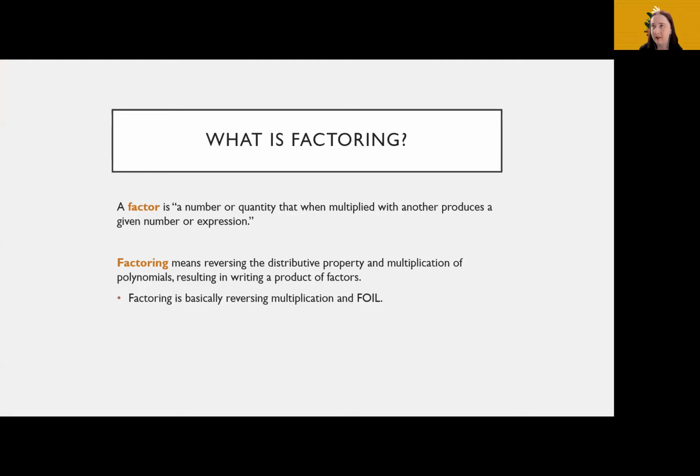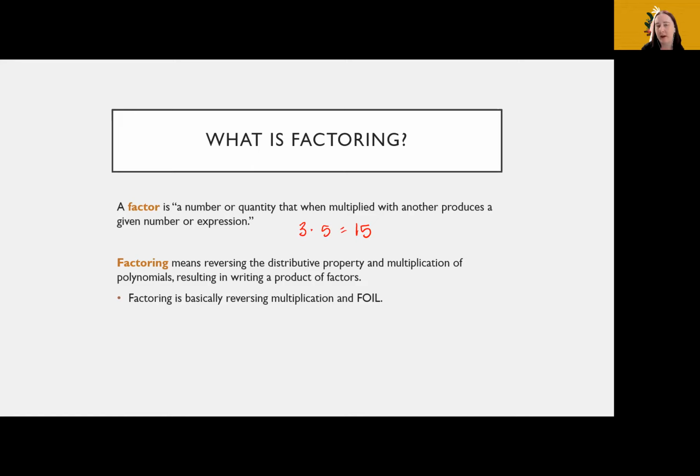So we have to understand what a factor is because factoring has factor as the root. So a factor is a number or quantity that when multiplied with another produces a given number or expression. What this is saying, if I can get my pen working, is that if I multiply two numbers together, like 3 times 5, that gives me 15. 3 and 5 are factors of 15.